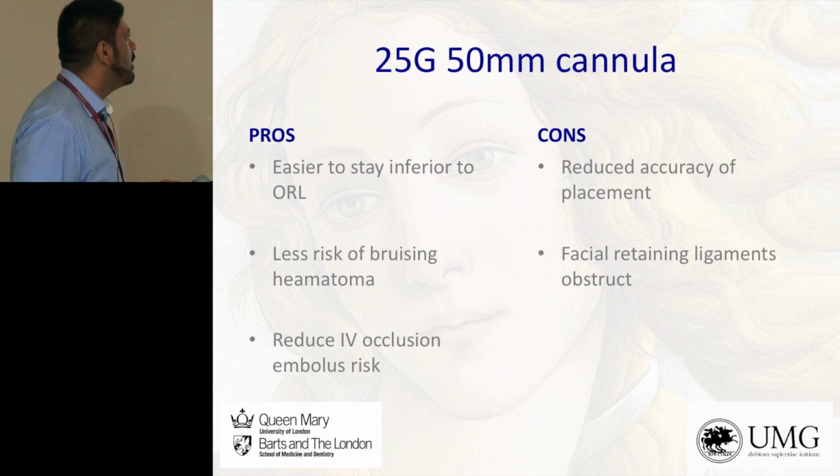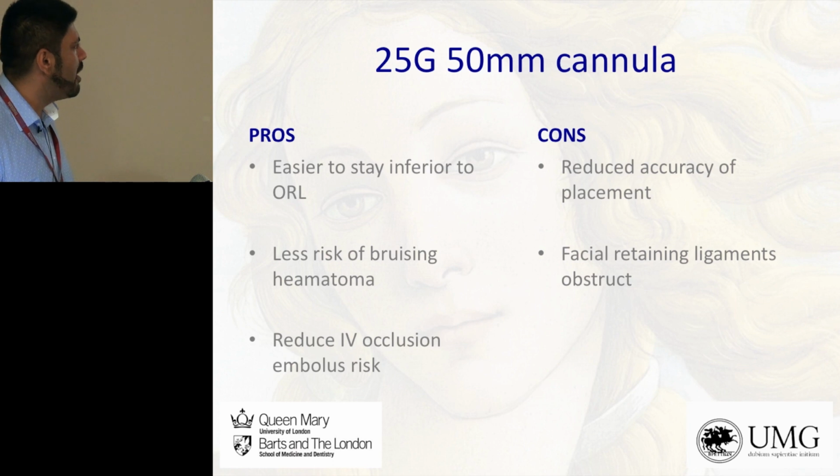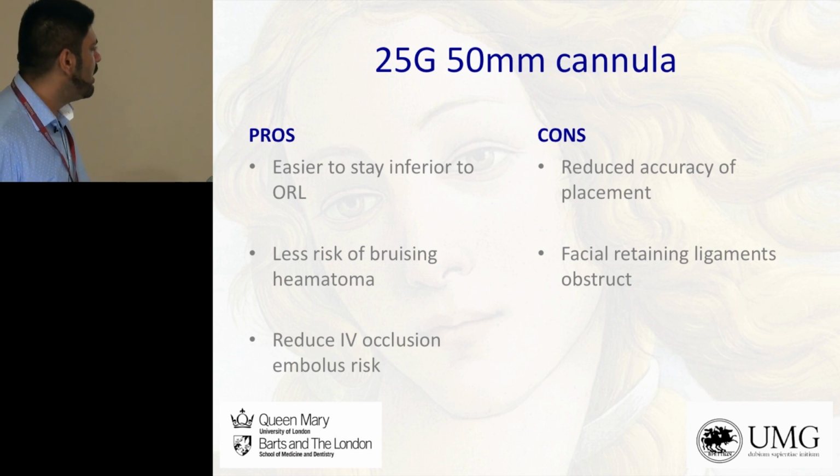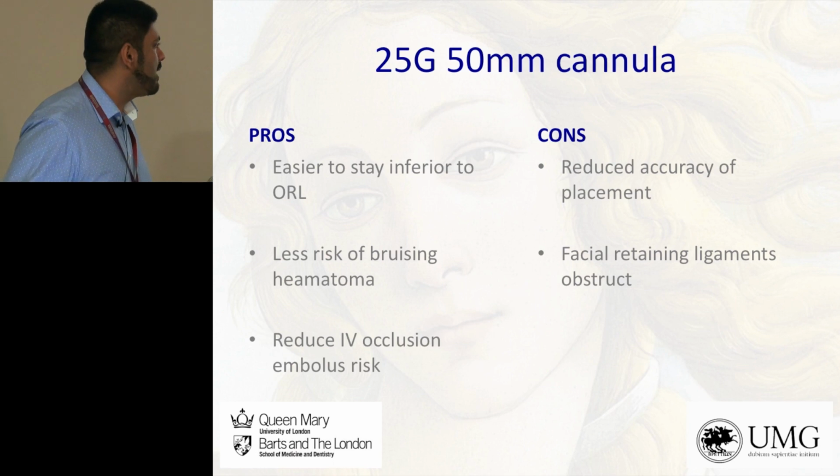Some people will use a 25 gauge 50 millimeter cannula. When they use that, they're helping minimize risk of bruising. They're also less likely to traverse the ORL and stay inferior to it, and obviously reduce their vascular occlusion risk. However, as Ali said, getting into vessels here and firing off an embolus isn't a big problem.